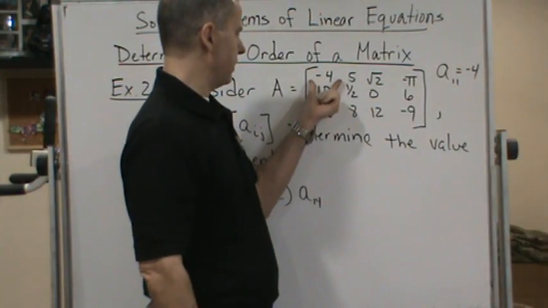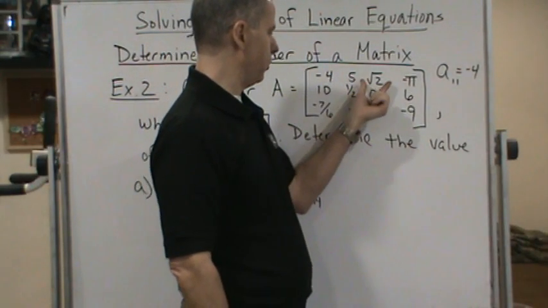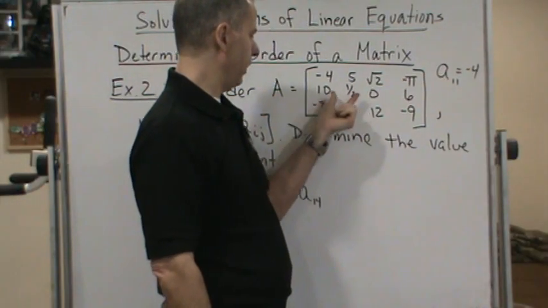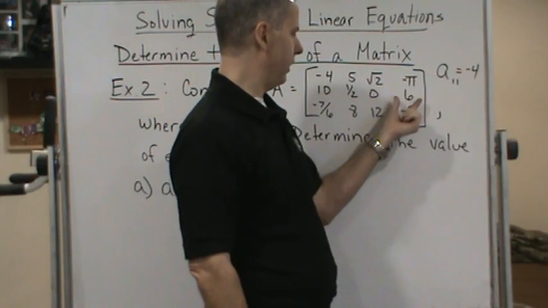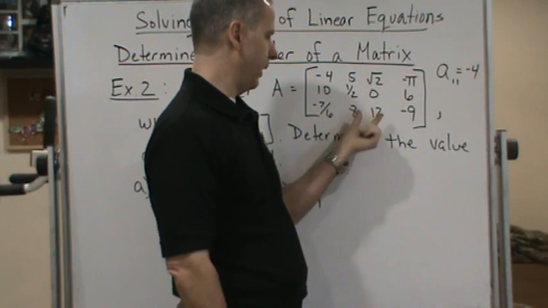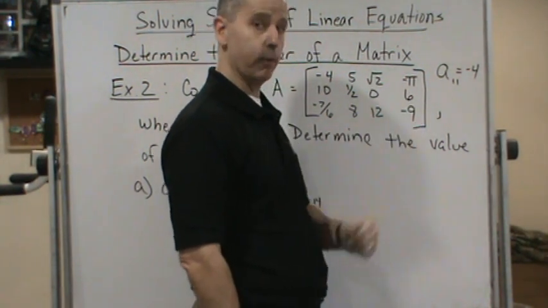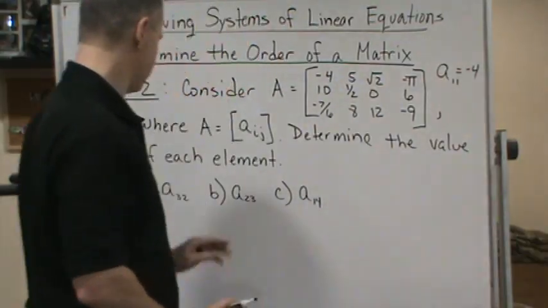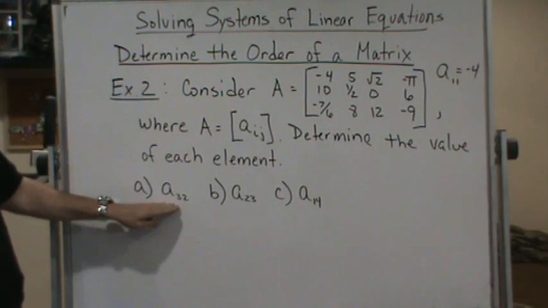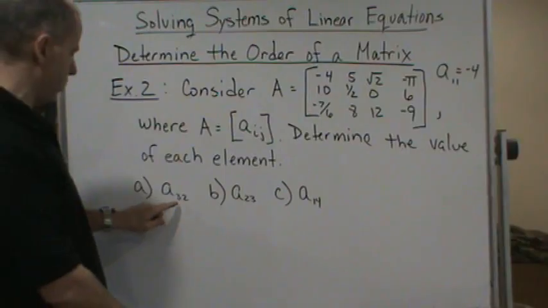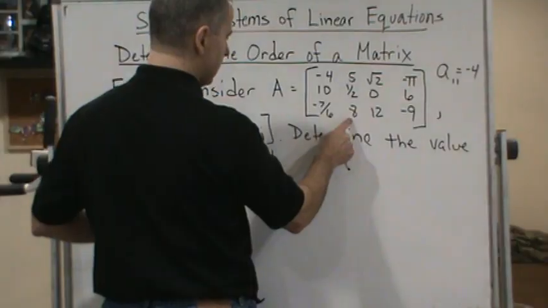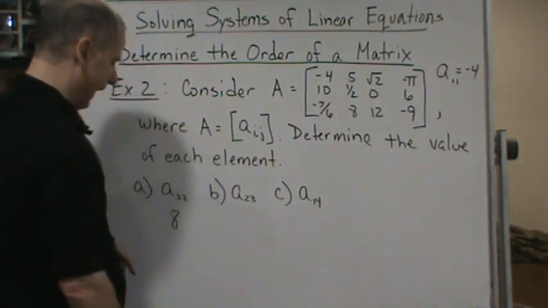So this is A11, A12, A13, A14, A21, A22, A23, A24, A31, A32, A33, A34. Okay, that's how we do this. And so, with that in mind, if we want to know, hey, what's the value of the element A32, all we have to do is go third row, second column. Third row, second column, so this would be 8.